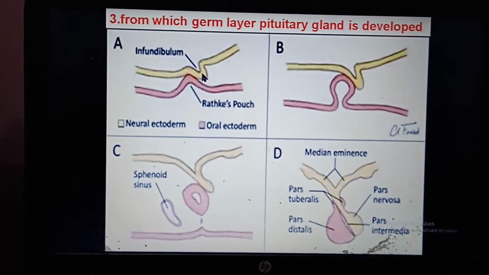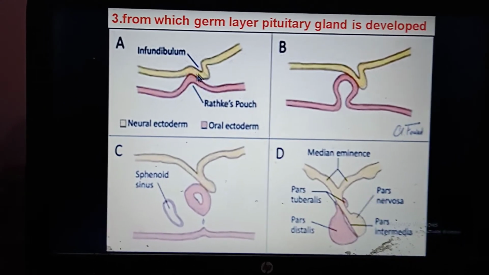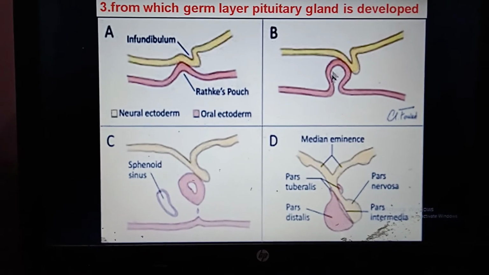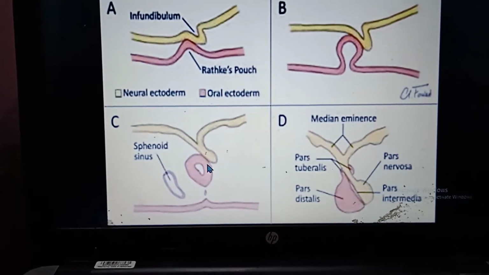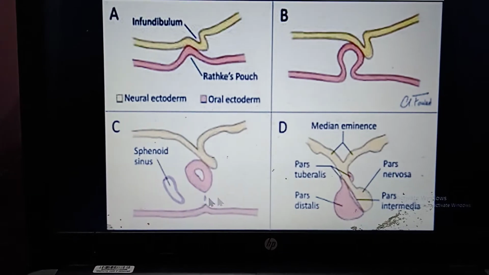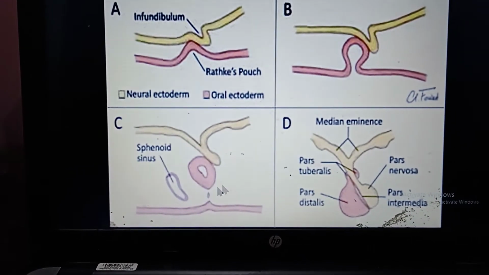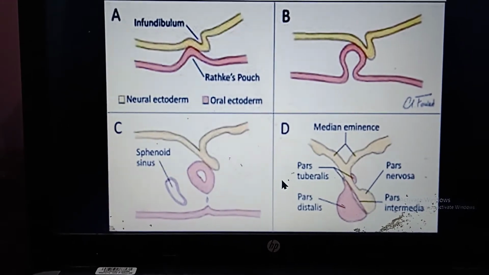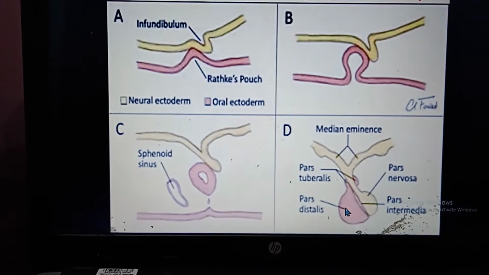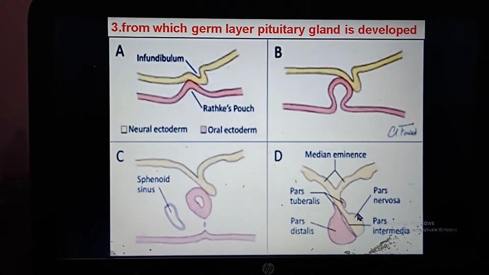Both of these unite at the 10th week of intrauterine life and form the pituitary. This is the anterior pituitary, and after some time it segregates from its origin site, and the remnant of Rathke's pouch remains as the hypophyseal cleft. So here it is formed. Anterior pituitary develops from oral ectoderm, whereas the posterior pituitary develops from neural ectoderm.